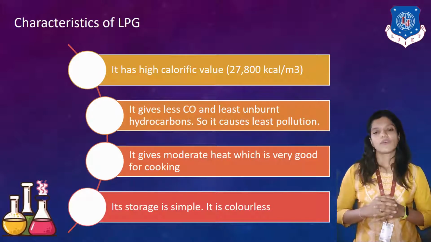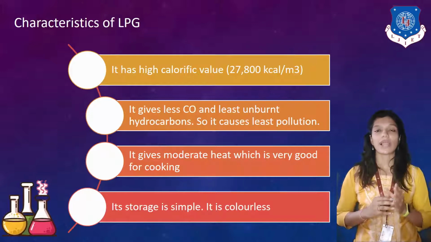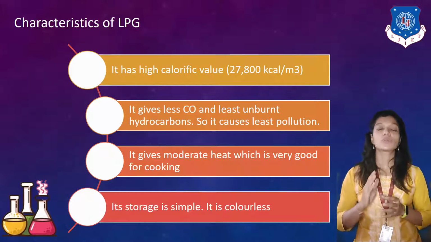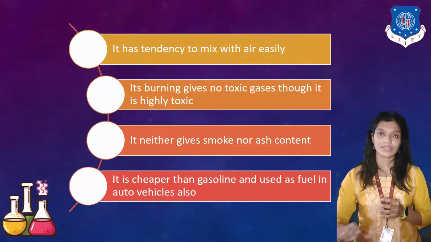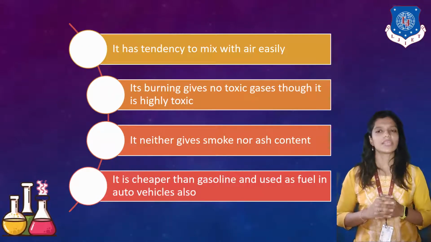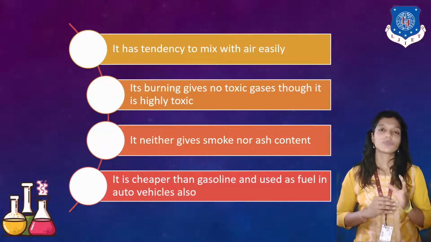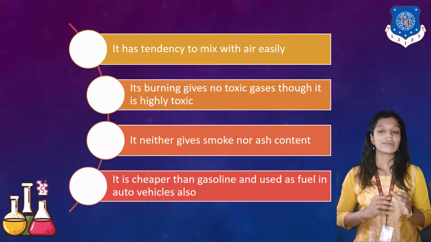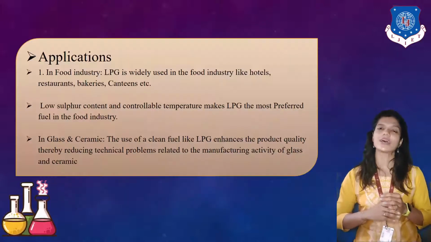The characteristics of LPG include a very high calorific value, that means 27,800 kilocalorie per meter cube. It gives less carbon monoxide and the least unburnt hydrocarbons and creates the least pollution. Its storage is very easy and it is colorless in nature. It has a tendency to mix with air easily. Its burning gives no toxic gases, so it is very less toxic. It gives neither smoke nor ash. Similarly, it is cheaper than gasoline and is widely used as a fuel also.